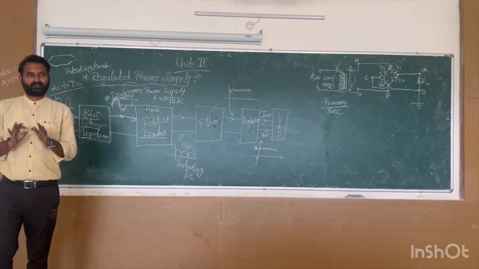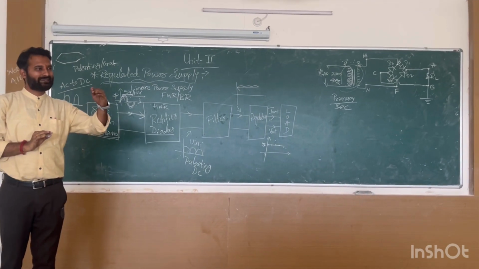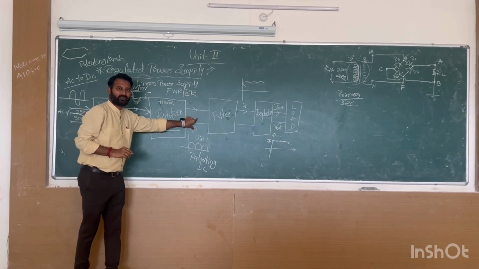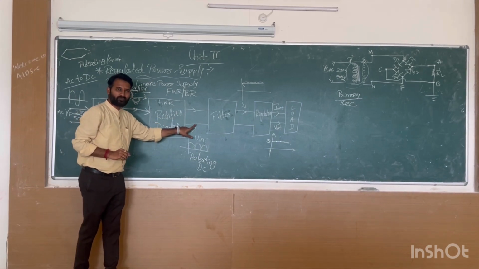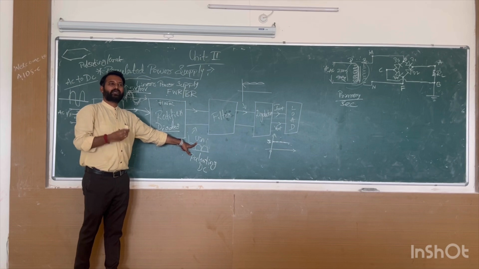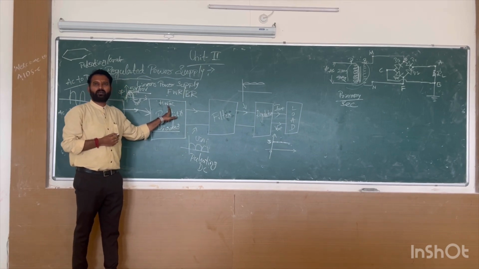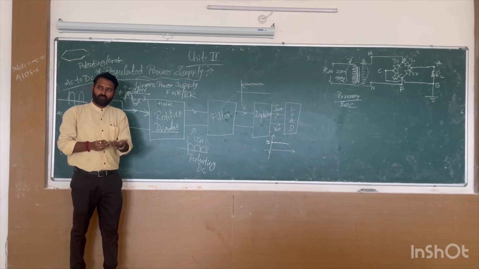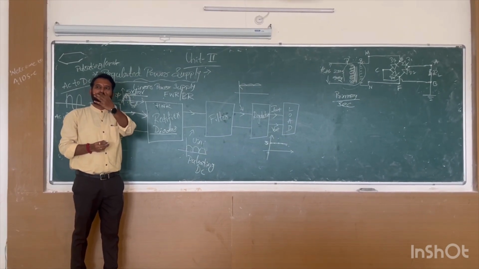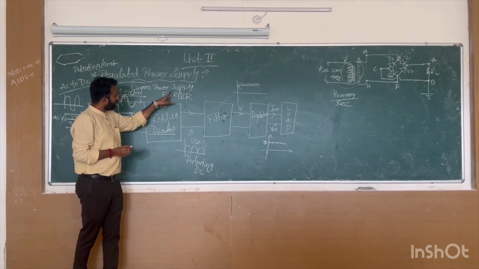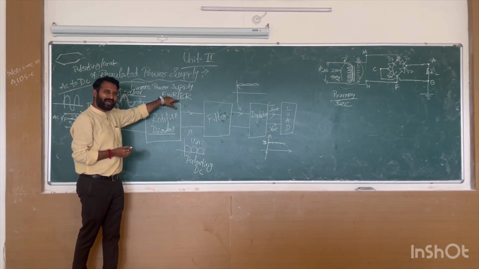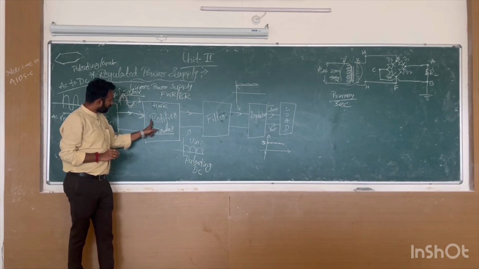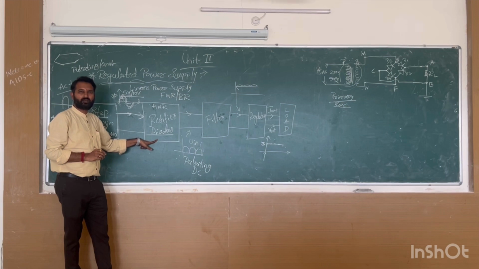Clear? We have converted our AC input to pulsating DC. This is your pulsating DC, which is available at the output of the rectifier. Technically, we can go for a half wave rectifier, but it is not preferable because we have power issues. That's why the user or developer will prefer a full wave rectifier or a bridge rectifier. Clear?